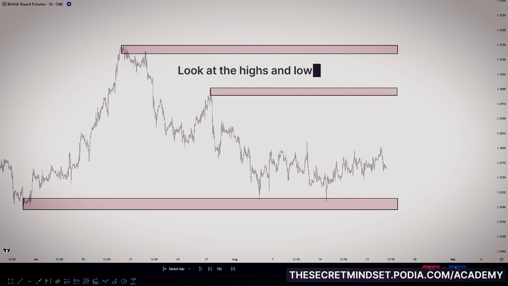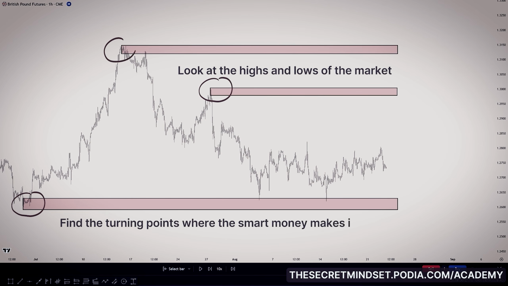Now, let's zoom out a bit. Where do we find these order blocks? We need to look at the highs and lows of the market. These are the optimal reversal spots, the turning points where the smart money makes its move.